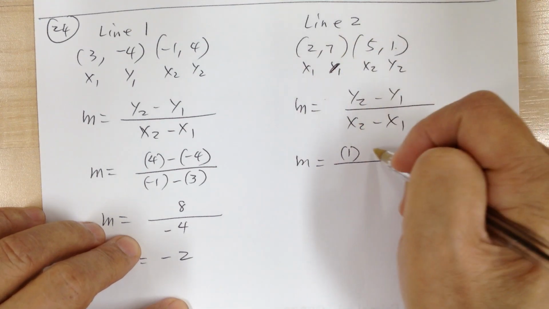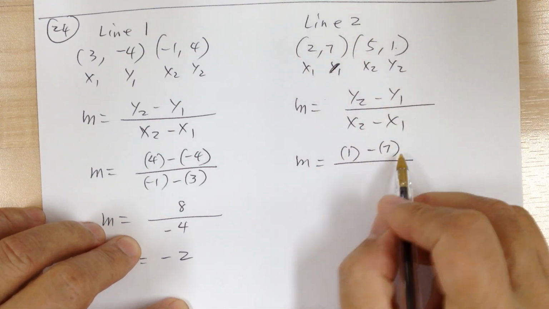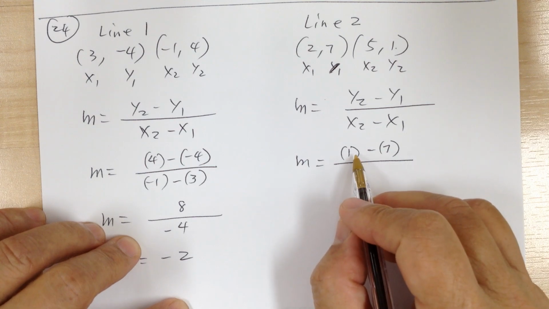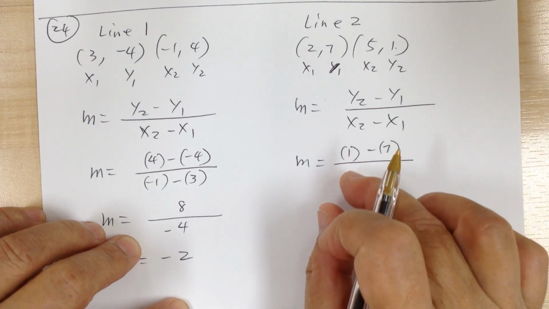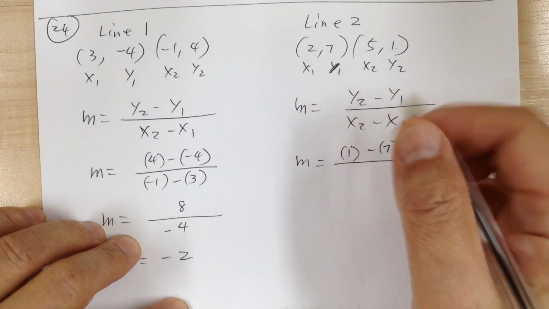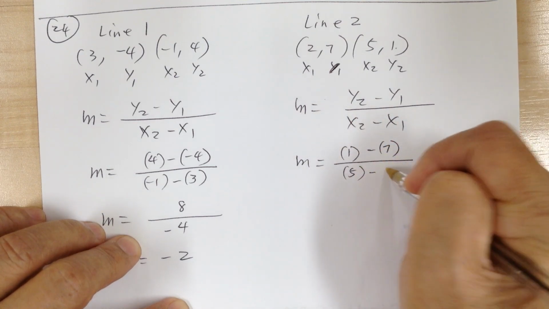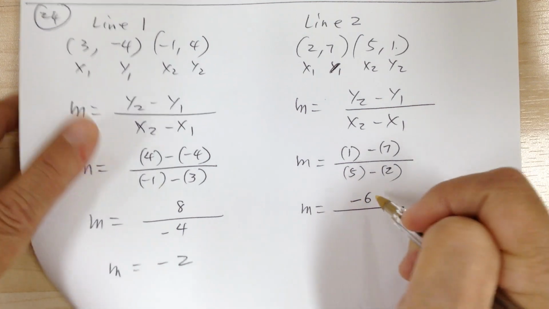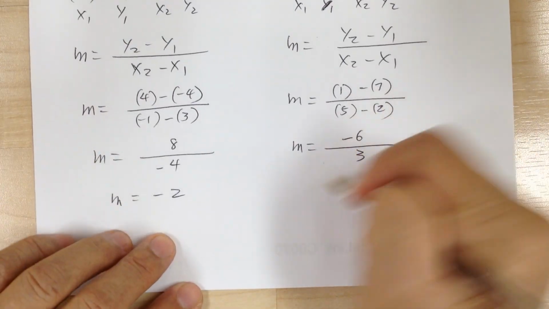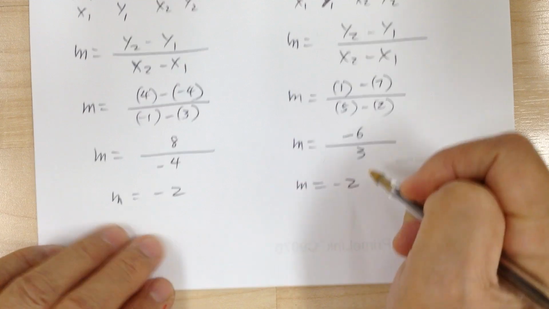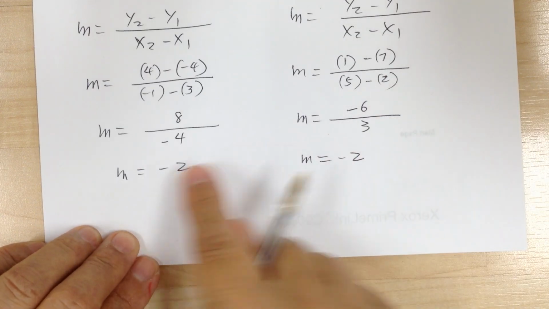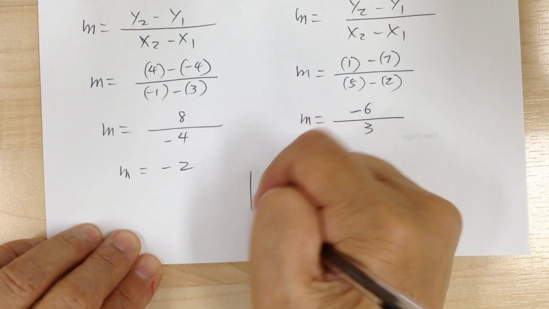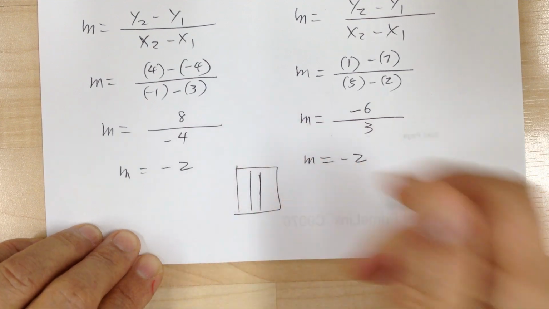So that's 1 minus 7. Whatever you substitute, get in the habit of putting parentheses, so that when people see it's inside parentheses, they know that this is from substitution. So slope will equal negative 6 over 3. So slope equals negative 2. Notice they have the same slope. If they have the same slope, that means they are parallel lines.